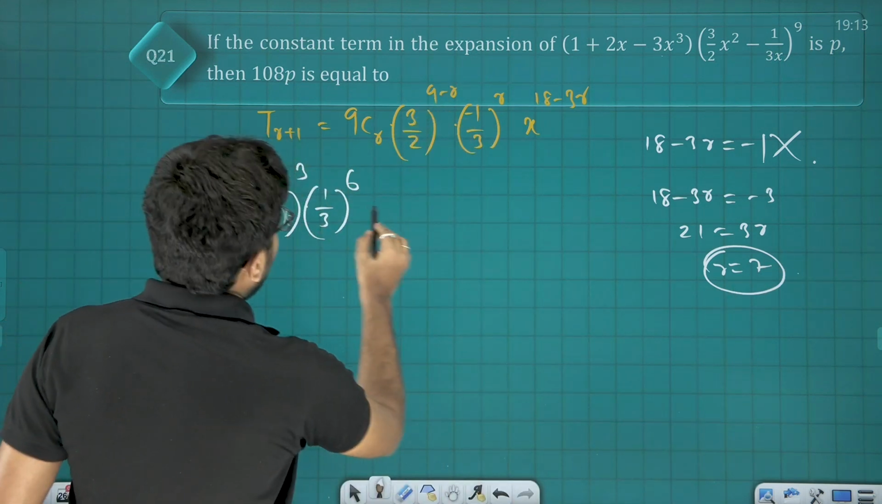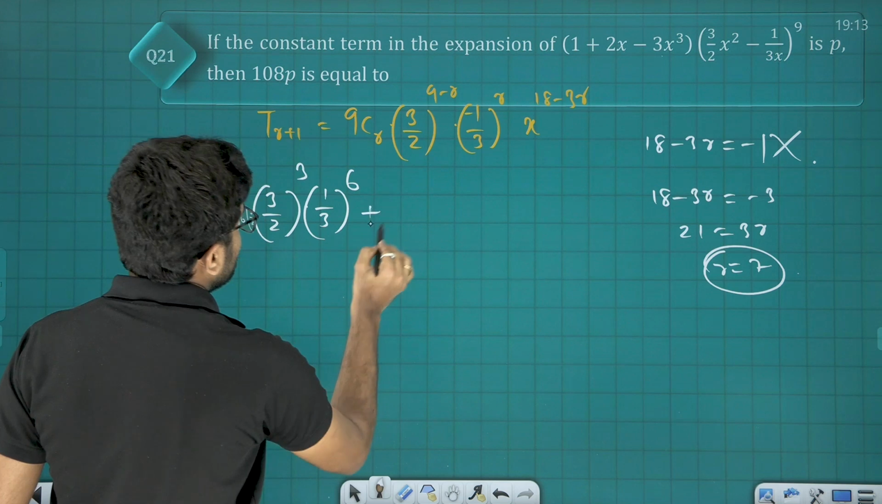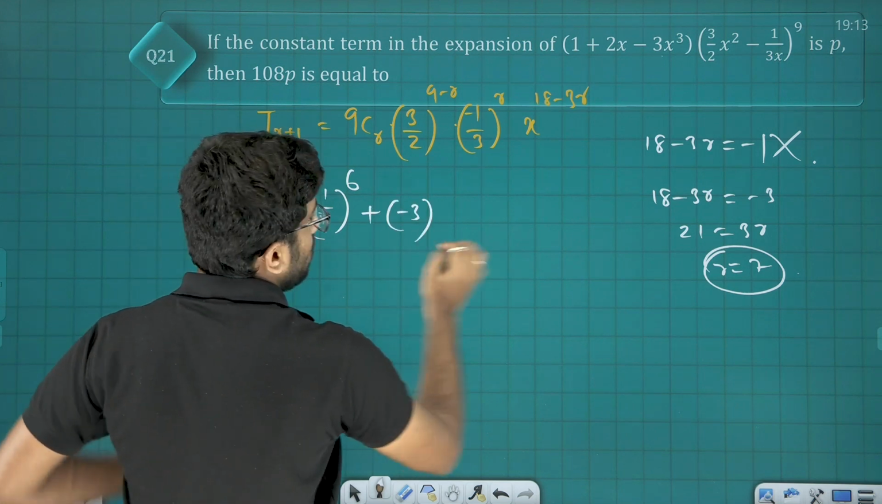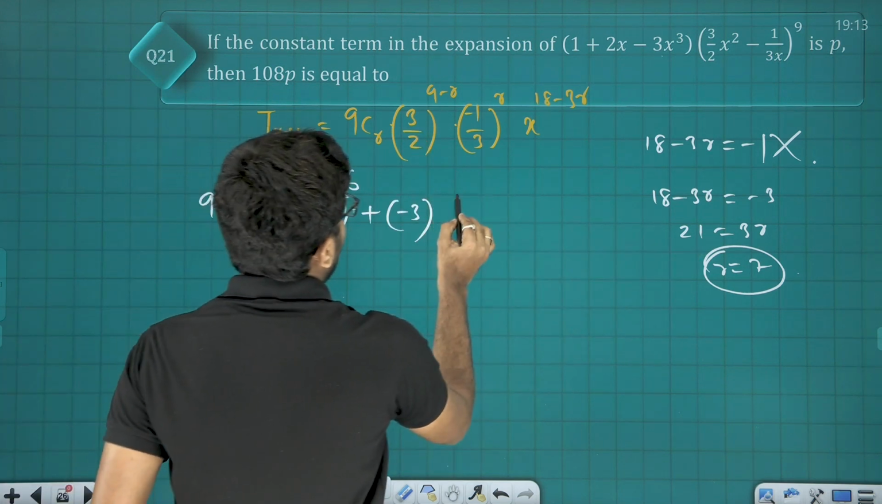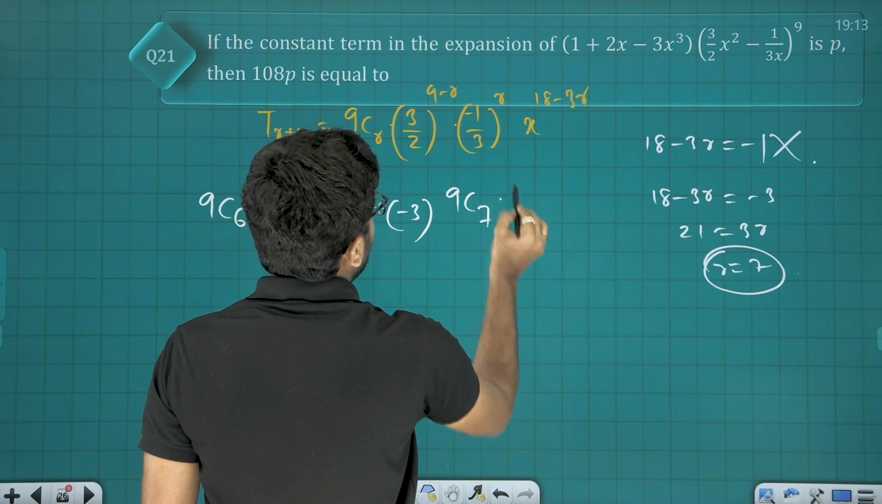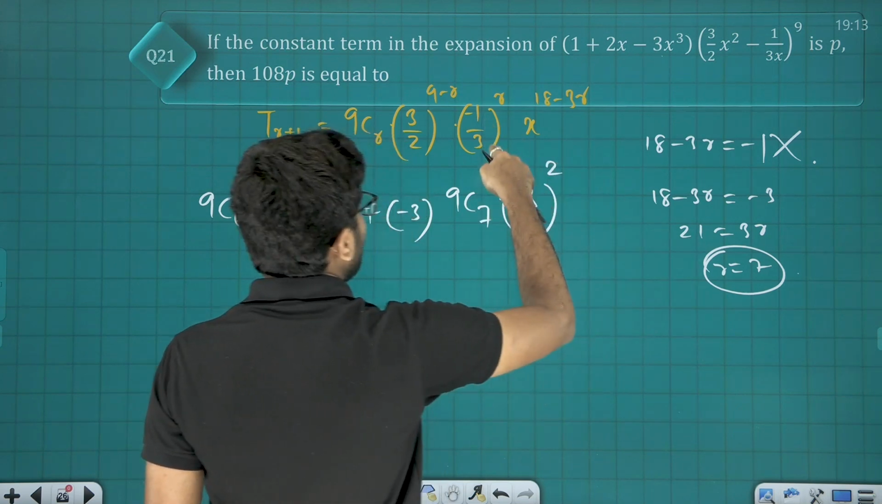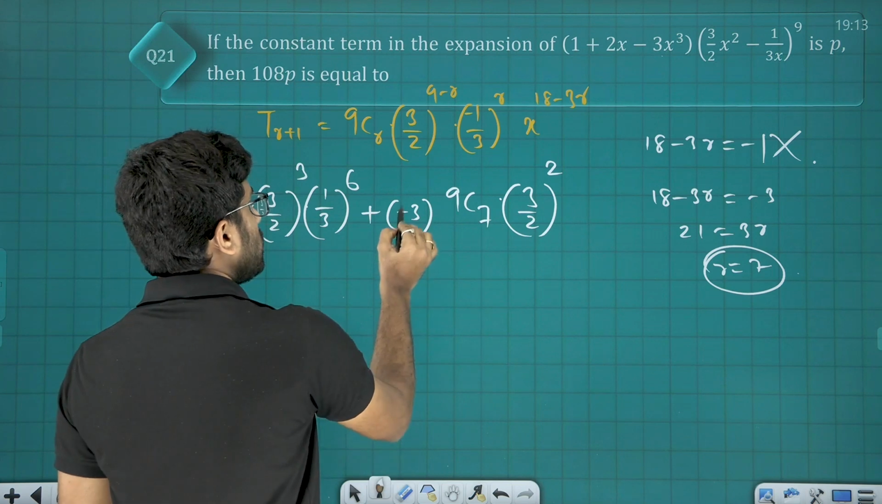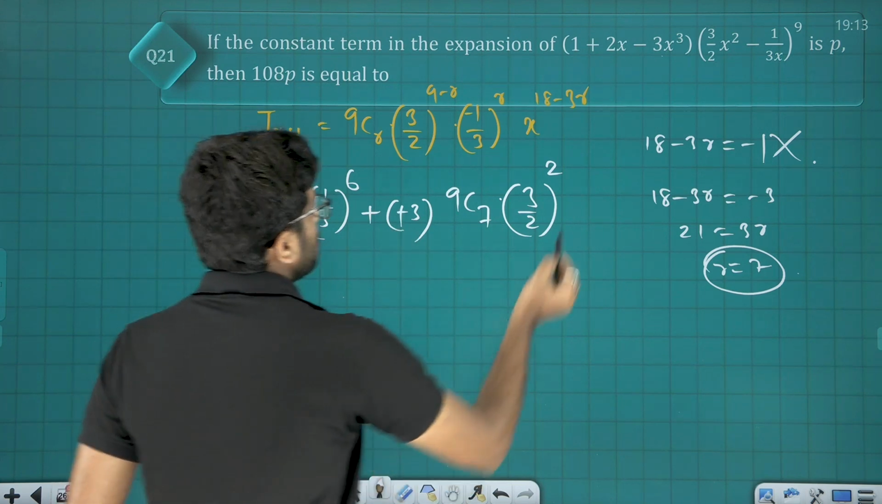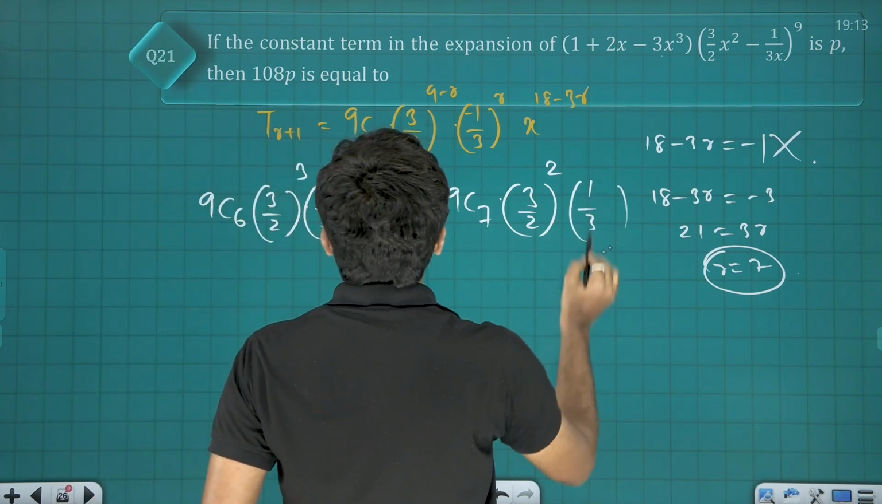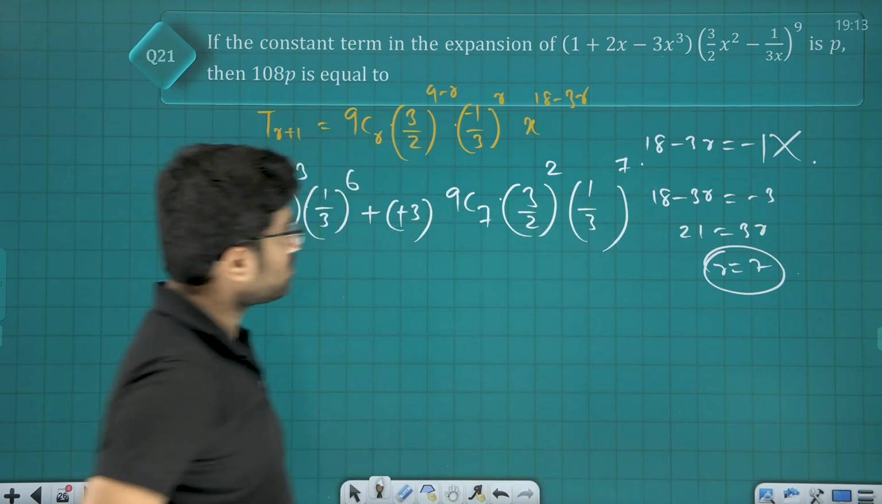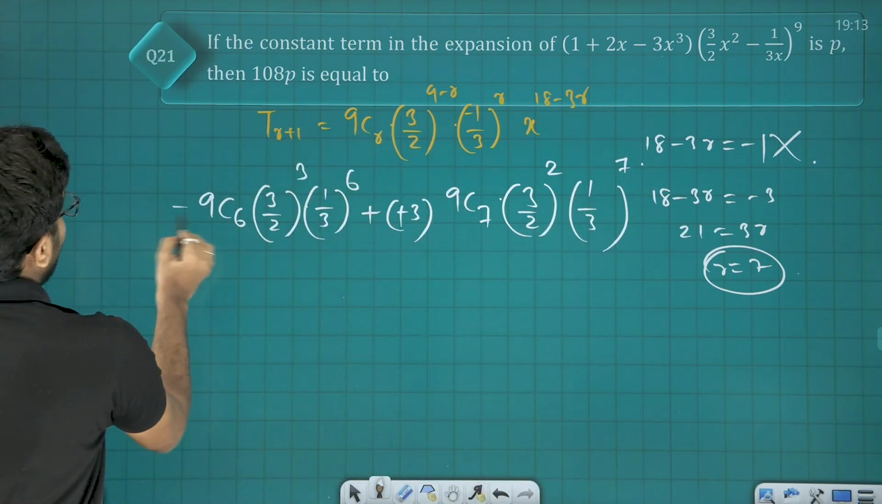Put r equals 7. Then minus 3 into, that is plus minus 3 into, when r is equal to 7, 9c7 into 3 by 2 power 9 minus 7 is 2, minus 1 by 3 whole power 7. So minus into minus becomes plus, friends. So we get 1 by 3 whole power 7. Okay. Now this is the value of p.